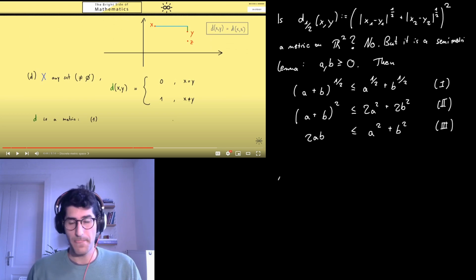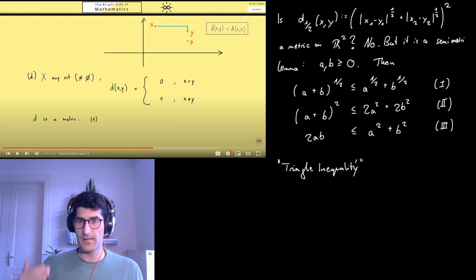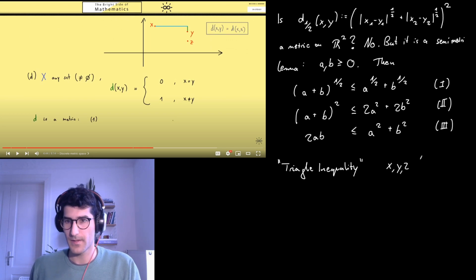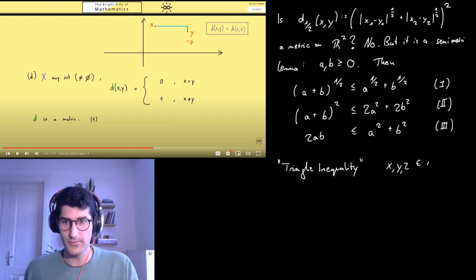So for the triangle inequality, let's write it like this. Yeah, it won't be a nice inequality like you know. It will be a little bit different. So for this we choose x, y, and z, 3 elements of R2.